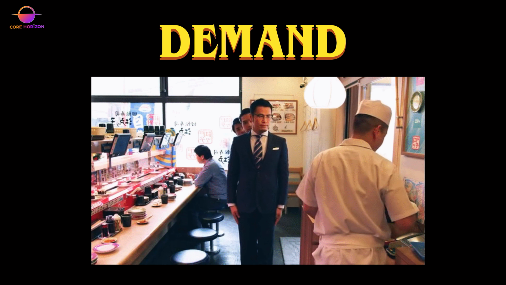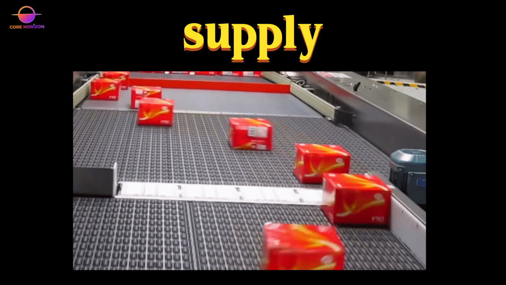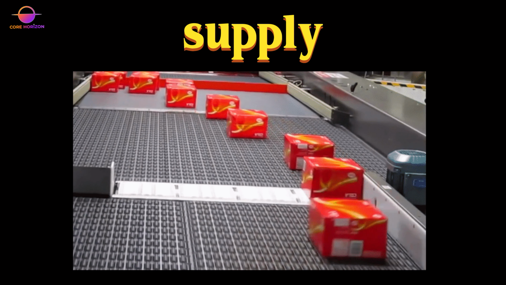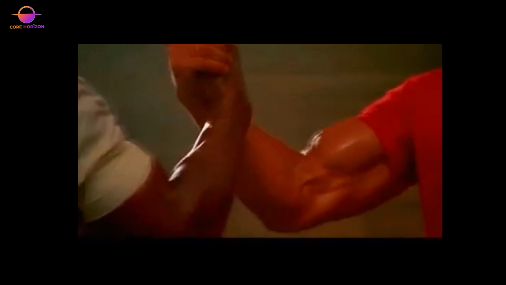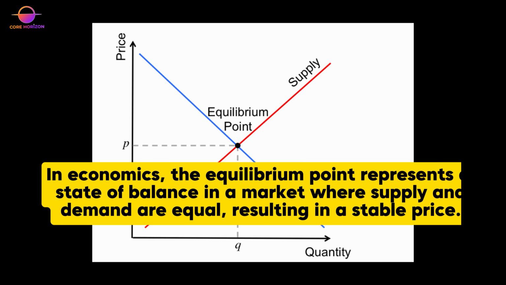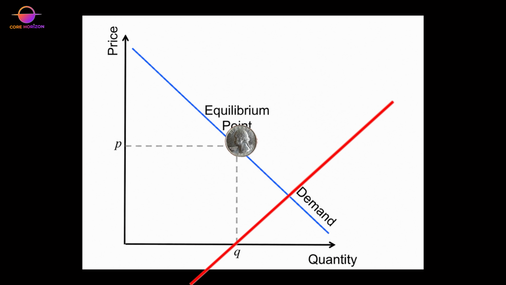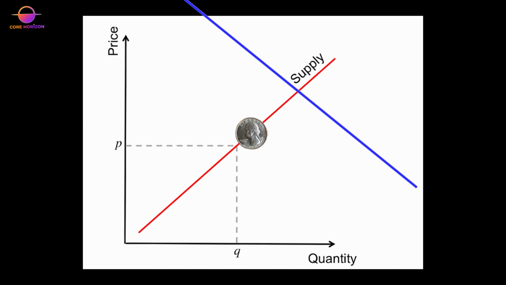Demand is how much people want something at a certain price. Supply is how much people are willing to make of that thing also at a certain price. Where they meet, that's the equilibrium price. It's the magical number where everyone who wants to buy finds someone who wants to sell. Supply goes up, prices go down. Demand goes up, prices go up.